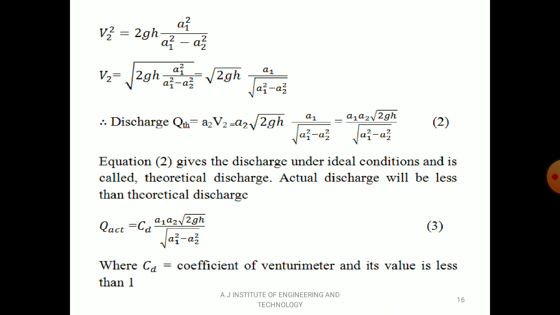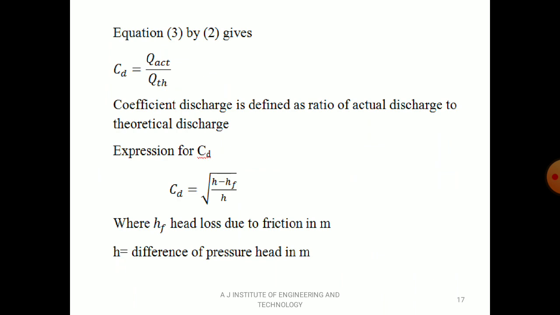So in order to get Q actual, we just have to multiply Cd, that's the coefficient of discharge, with Q theoretical, that's the theoretical discharge. So equation 3 by 2 gives Cd equal to Q actual divided by Q theoretical. So we can now define coefficient of discharge as the ratio of actual discharge to theoretical discharge, that is Q actual divided by Q theoretical.